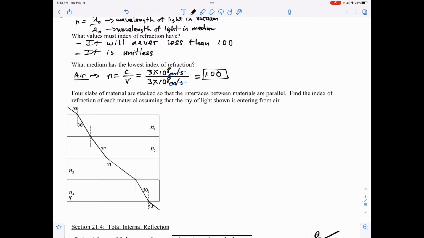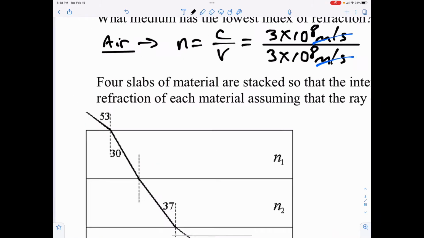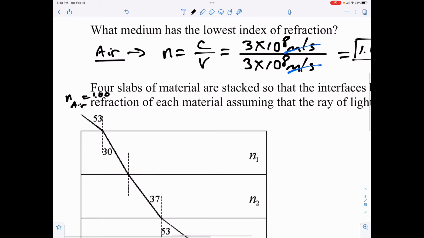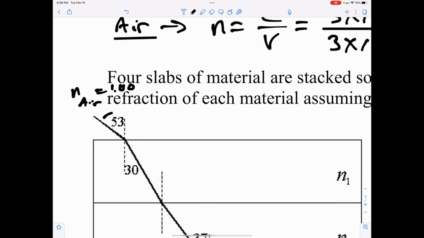Four slabs of material are stacked so that the interfaces between the material are parallel. Find the index of refraction of each material, assuming the rays of light shown entering from air. So entering from air is the first medium right here. So n air is equal to 1. We'll start with that. Okay, that would make this, we'll call this theta air.